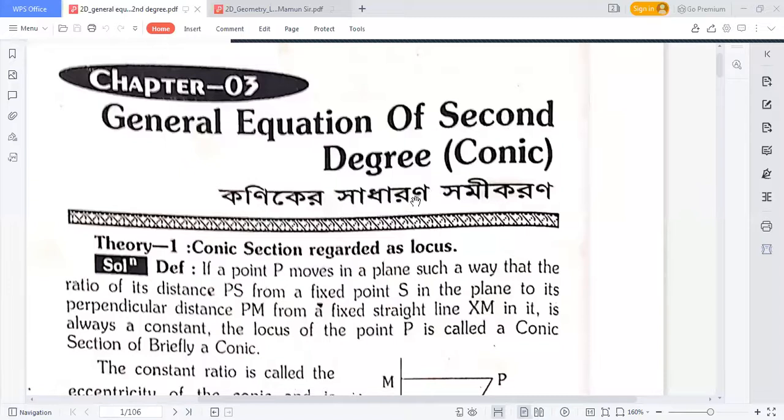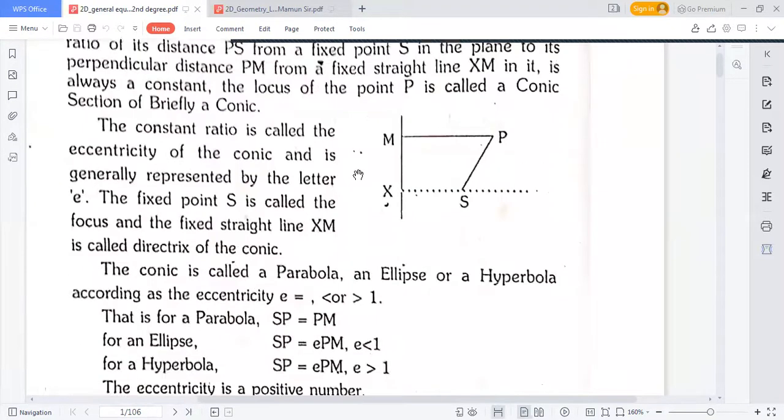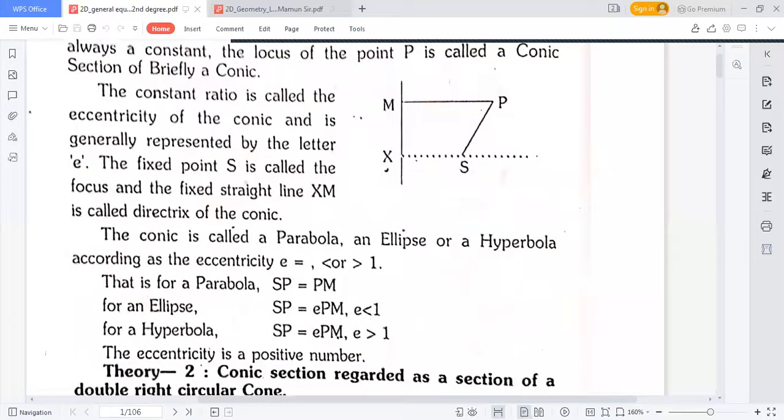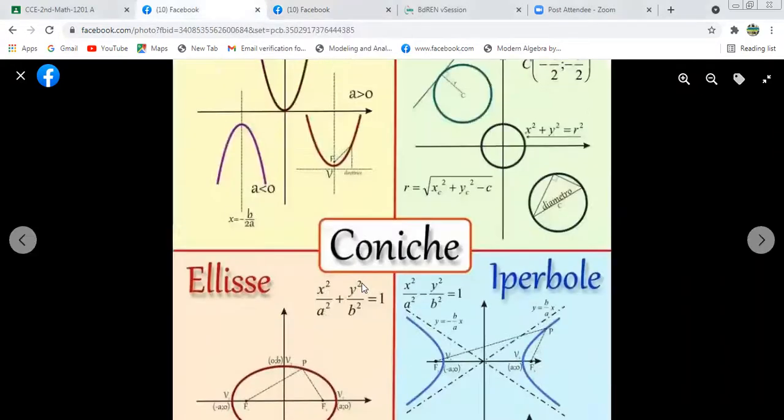So the general equation of second degree is the conic section. Actually, what is conic? You must know from our previous classes. Conic means circle, ellipse, parabola, hyperbola. These 4 types. So conic means circle, ellipse, parabola, and hyperbola, and their geometrical depiction is this.